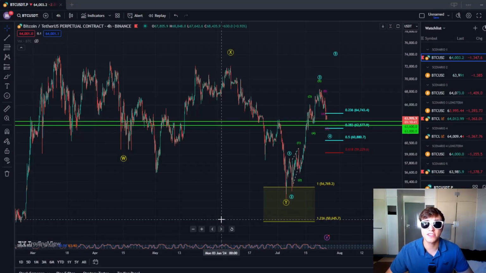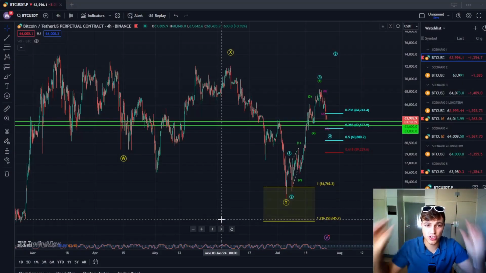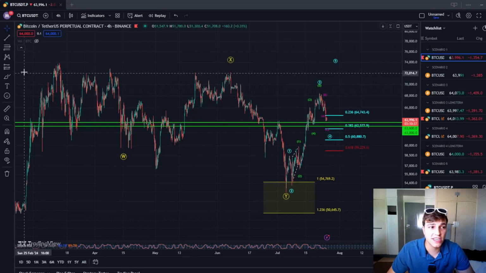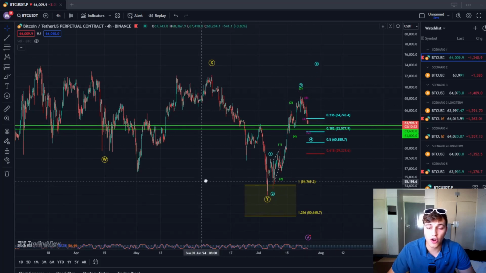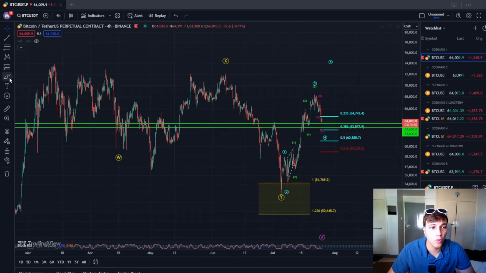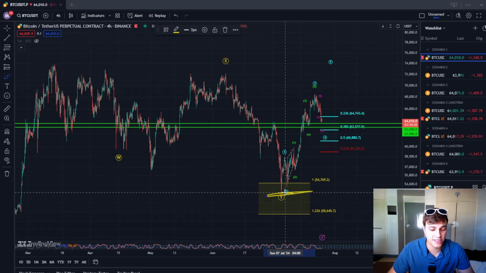Okay, enough with the nonsense. Let's get into the charts. At the moment, we are still seeing two possible scenarios playing out. So starting with the bullish scenario where the low is indeed in.